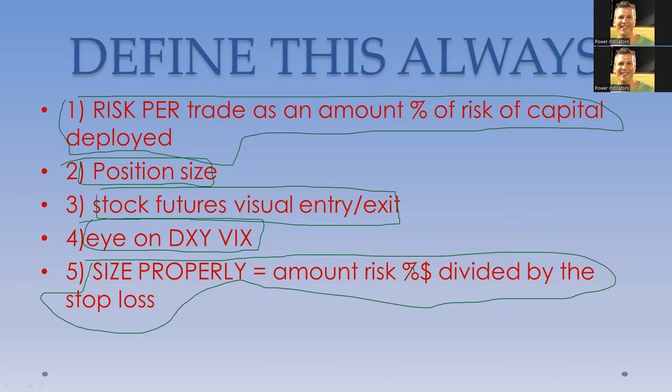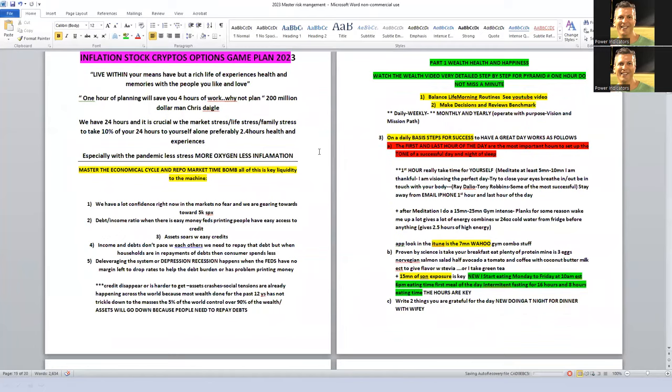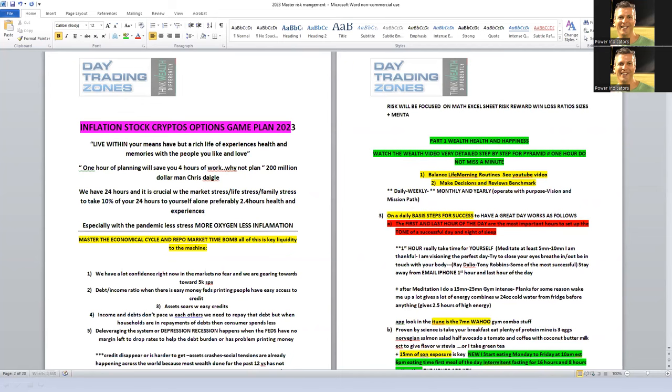define here in our notes the most important stuff. So sorry, you don't want to go back just to the PowerPoint. You know, we are going to go here. Risk will be focused on math, right? Excel sheet, risk reward, win loss ratios, size plus mental game.